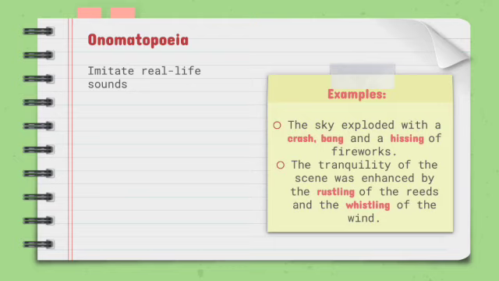We see the examples here. The sky exploded with a crash, bang, and a hissing of fireworks. This gives us a more intimate, real-life sounding sentence and makes us feel like we are there in the moment. The next example says, the tranquility of the scene was enhanced by the rustling of the reeds and the whistling of the wind. As we read the sentence, we can imagine being there due to the real-life sounds that are produced here.